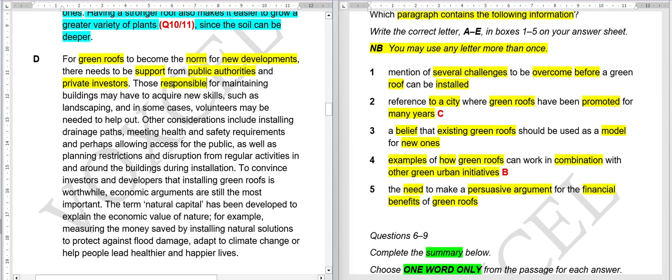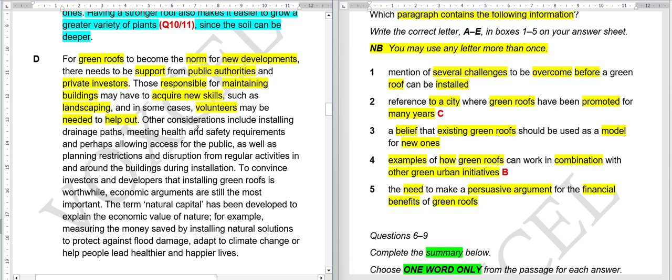So those who are responsible for maintaining buildings will have to acquire new skills. Acquire new skills means learning new skills such as landscaping. So they will have to learn these kind of skills. And sometimes we may need volunteers to help us because there may be a shortage of staff, we may not have enough numbers with us, so we need volunteers.